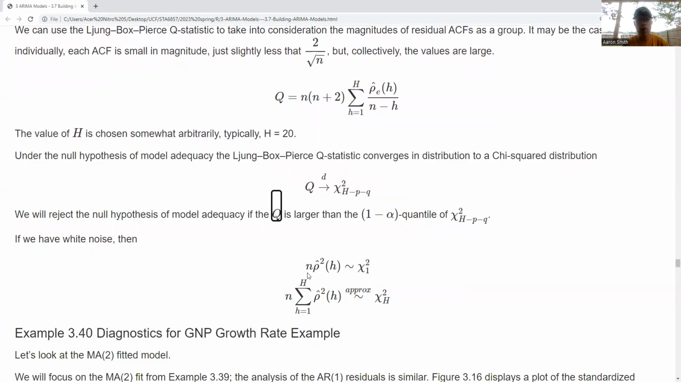Now, if we have white noise, n times the autocorrelation squared at h is going to be approximately degree 1 chi-square distributed. And so if I add them up, remember we have an addition property on chi-squared variables. Then if I add up from 1 to capital H of the autocorrelations, multiply by n, this will be approximately a degree H chi-square distribution. Now, remember that for the chi-square tests, I have to make an adjustment on those degrees of freedom, and that's where the minus p minus q part comes in here.